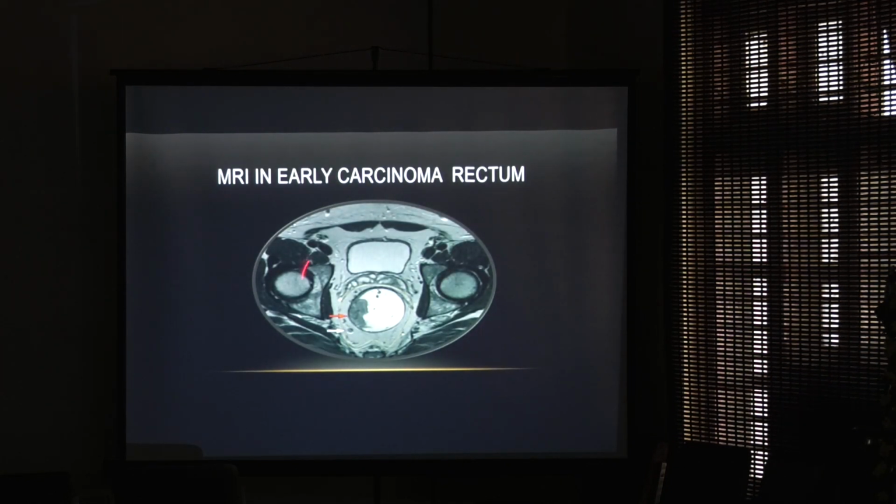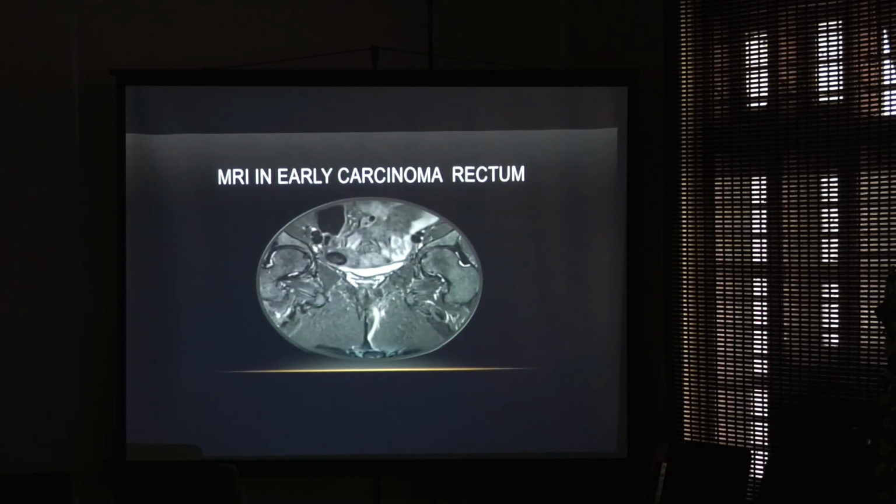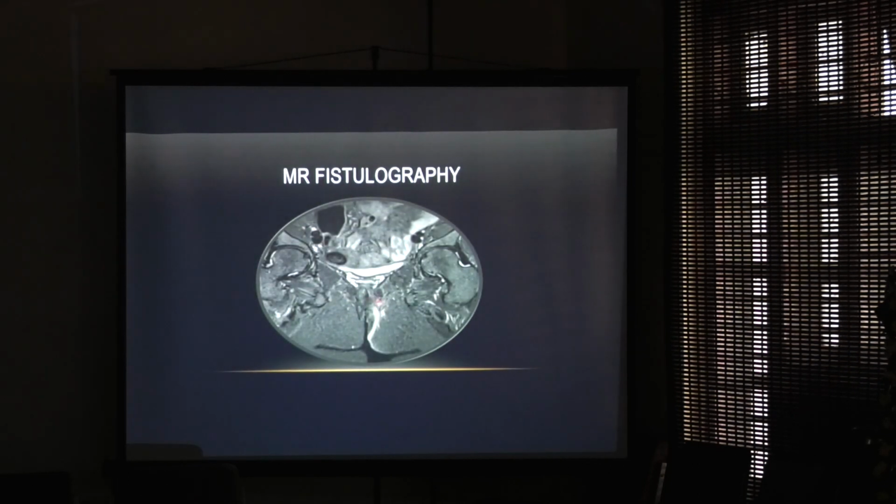Axial sequence showing a carcinoma in the rectum. For early cancer staging, MRI is ideal. MR fistulography showing a fistulous tract in the perianal region with an external opening and an internal opening.